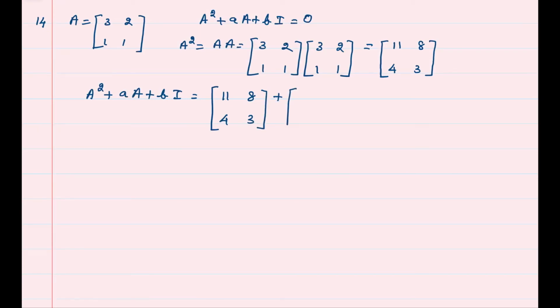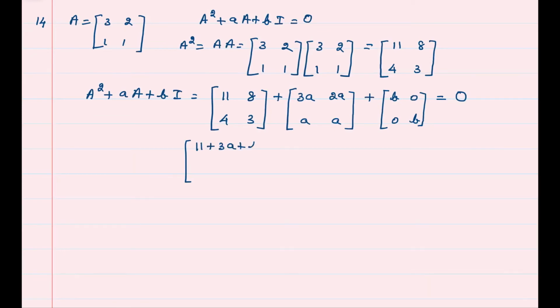The given expression is A square plus aA plus bI. A square is 11, 8, 4, 3. We will multiply the matrix A by the scalar a. 3a, 2a, a, a. Plus bI. b, 0, 0, b, and this is given as a 0 matrix. We will add these three matrices. 11 plus 3a plus b, 8 plus 2a, 4 plus a, 3 plus a plus b. This is equal to a 0 matrix.